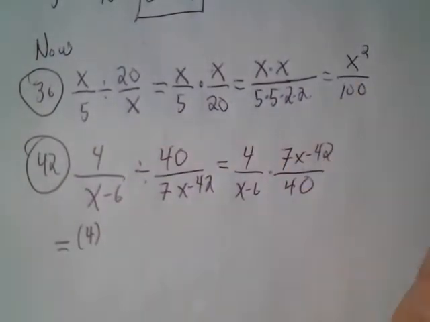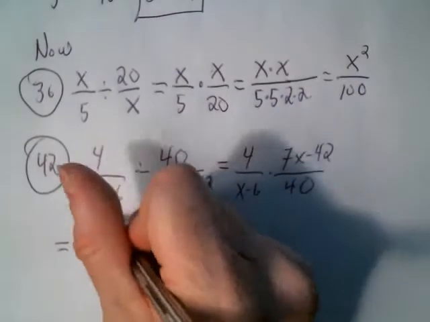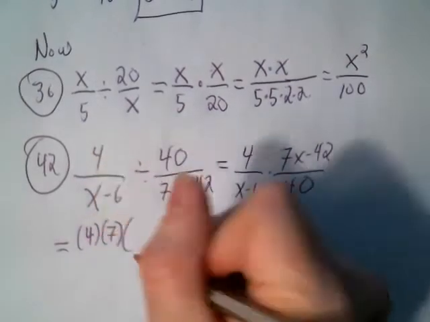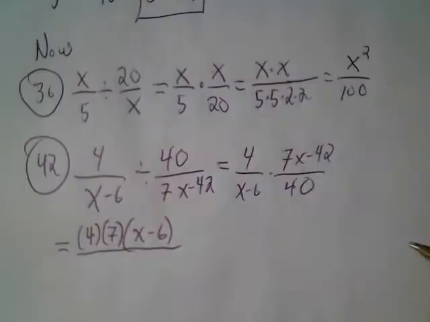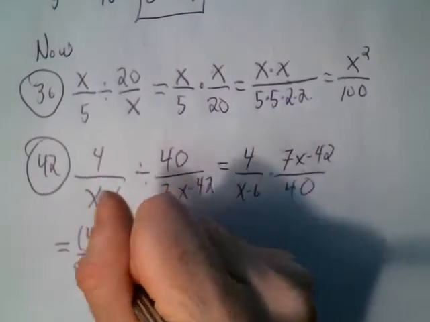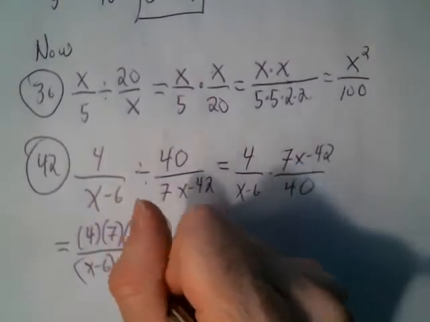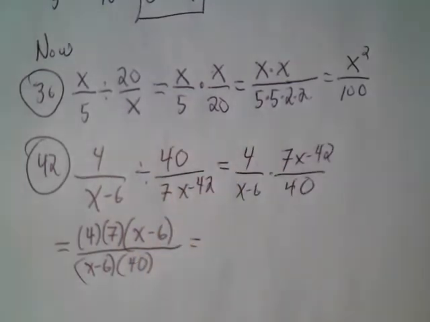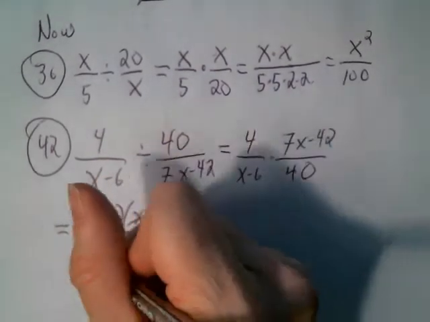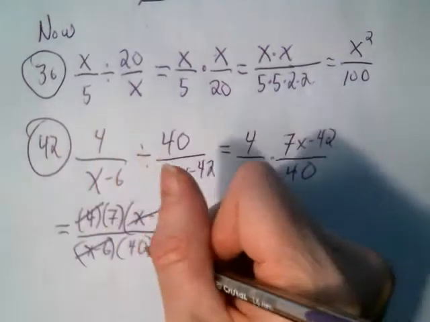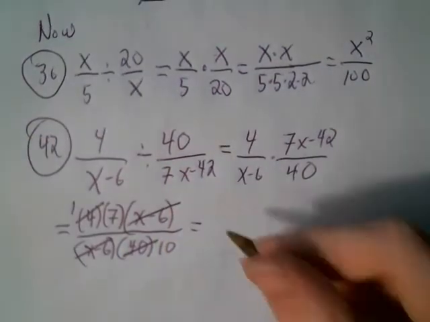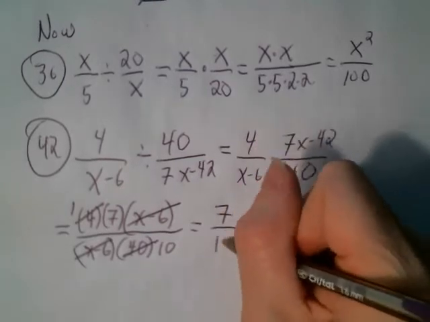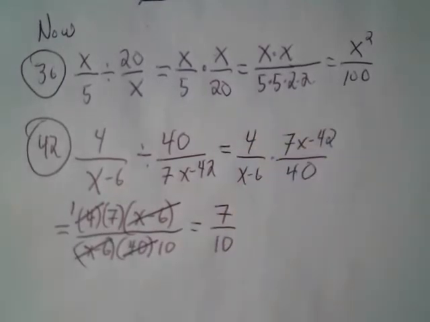For this binomial, I can factor out a common GCF of 7. Okay, so I'm left with x minus 6. Downstairs, I have x minus 6 times 40. So I can remove the x minus 6's. 4 all over 40 is the same as 1 over 10. And then I'm just left with 7 over 10. Just 2 more.